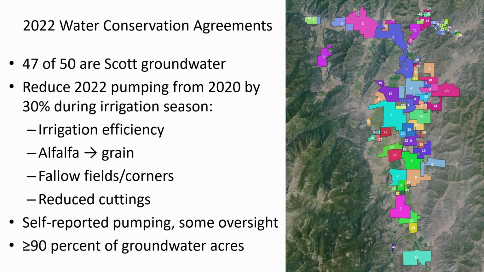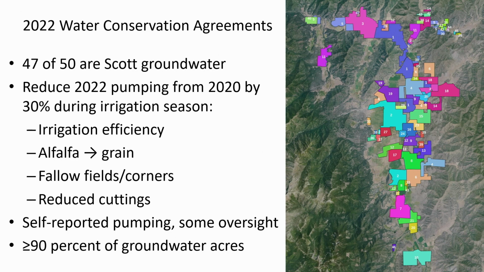So these water conservation agreements were user-developed plans by each of the groundwater users, and in these written agreements, they promised to reduce their pumping by 30% across the irrigation season through some combination of increased efficiency, switching to less thirsty crops, fallowing corners of fields or whole fields, reducing the number of cuttings of alfalfa, like shutting off the irrigation early and only doing 2 cuttings instead of 3 or 4.